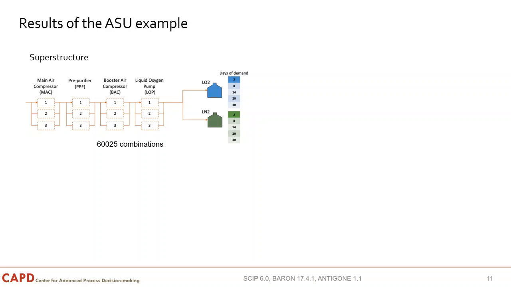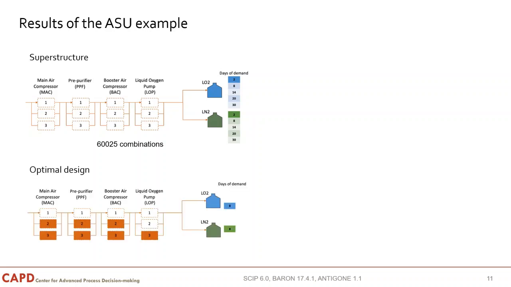And now let's look at a case study of the air separation unit. So this is the superstructure of the example we're looking at. It has 4 processing stages, including the main air compressor, the pre-purifier, the booster air compressor, and the liquid oxygen pump. And it also has 2 storage tanks for oxygen and nitrogen, respectively. If we only consider the design decisions, there are 60,000 combinations. And the optimal design looks like this.